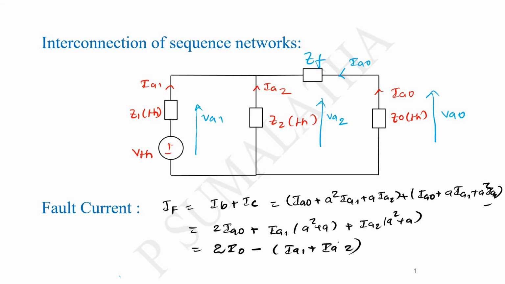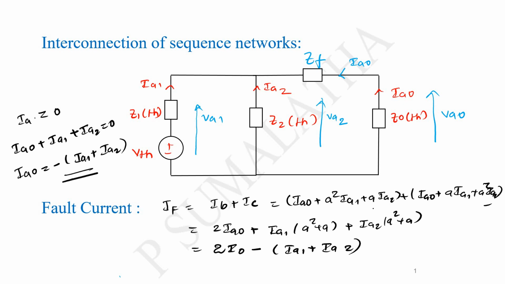and we know IA0 plus IA1 plus IA2 is equal to 0, because one of the terminal conditions is IA equal to 0. This is nothing but IA0 plus IA1 plus IA2 is equal to 0. So from this you can write IA0 is equal to minus of IA1 plus IA2. Same derivation, same steps we have done for the double line to ground fault at the synchronous generator terminals. There won't be any change in the steps. So here you will have a 3 IA0. So finally the fault current is equal to 3 times IA0.